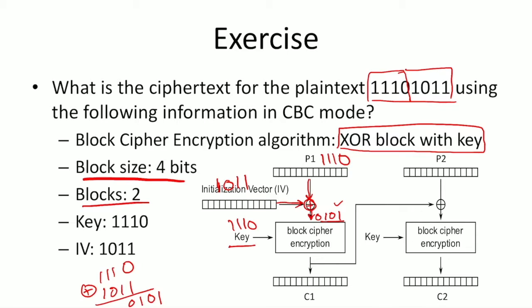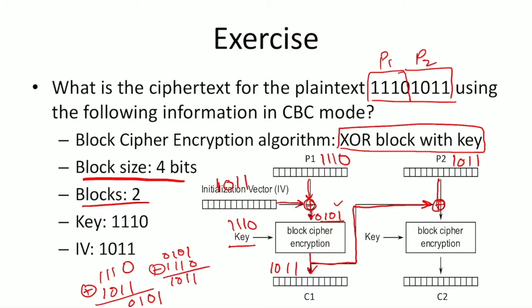So let's do that. We have 0, 1, 0, 1 and 1, 1, 1, 0. We XOR them. We get 1, 0, 1, 1. So basically the output here is 1, 0, 1, 1. That is essentially our first ciphertext block. Now we are going to chain this ciphertext block with the second plaintext block. So our second plaintext block is 1, 0, 1, 1.